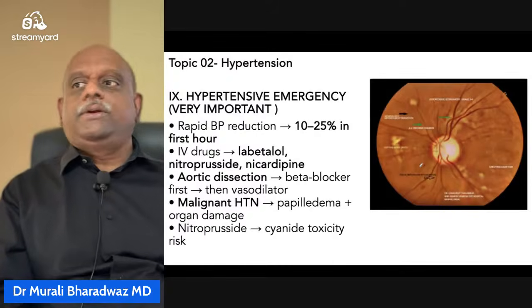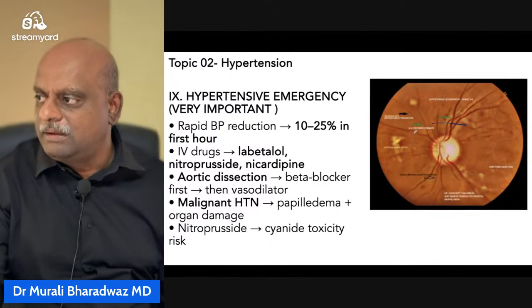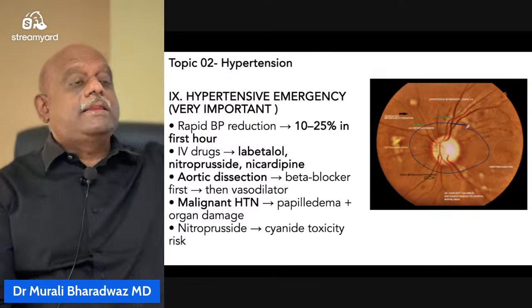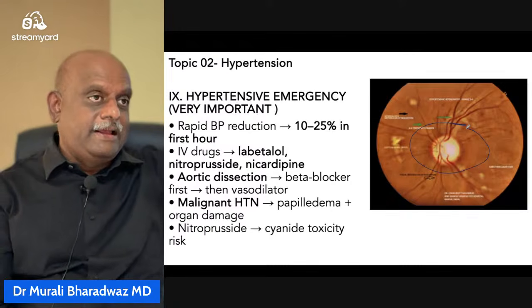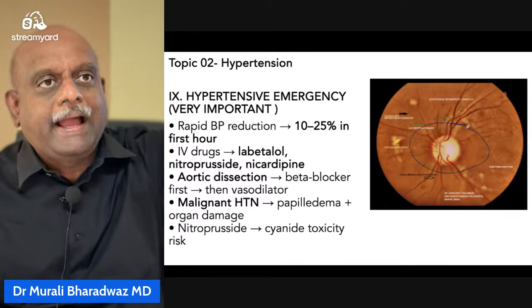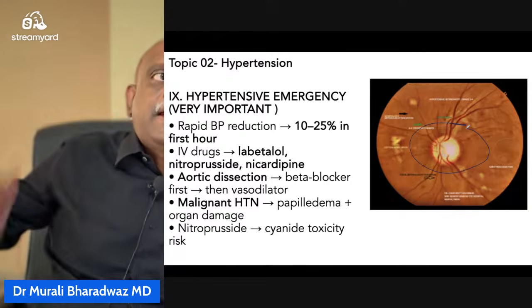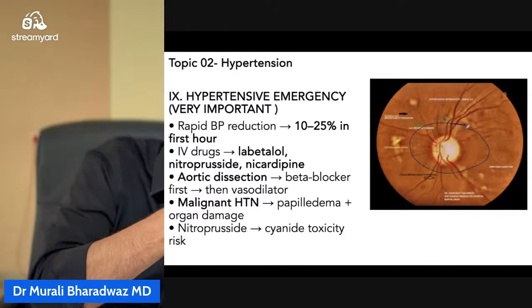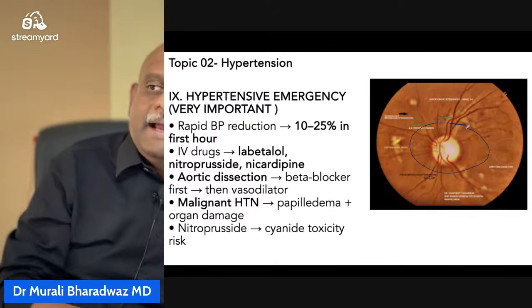Now, what is a hypertensive emergency? There is papilledema, along with BP more than 180 by 90. So when end organ damage is there along with the hypertension, you call it hypertensive emergency. That's the reason to always carry the fundoscope and check the fundus. If papilledema is there, tomorrow as an intern, don't miss that habit.